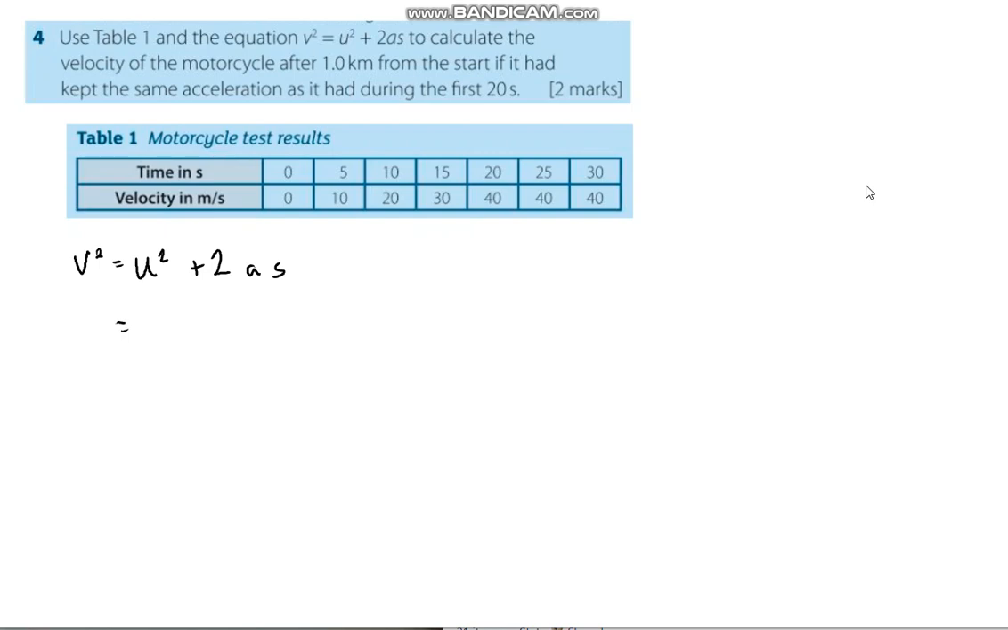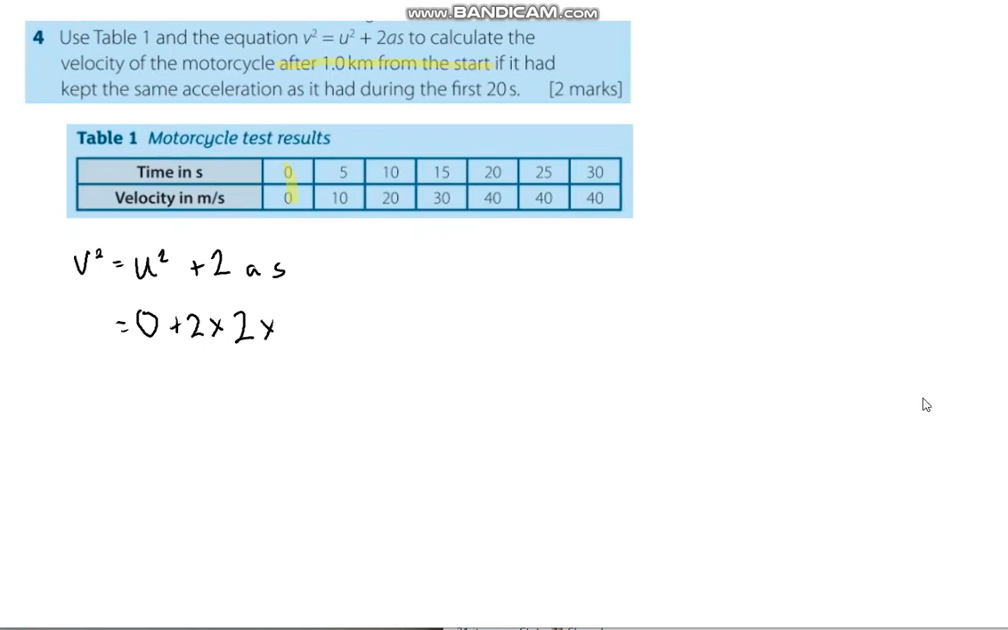So it's going to equal u squared, that's our initial velocity, and our initial velocity, you can see in the table, is 0. So initially, at time 0, velocity is 0. So 0 squared is just 0, plus 2 times the acceleration as it had during the first 20 seconds, which was 2 meters per second squared. That was our answer to 3b. And then multiplied again by the distance, and it says after 1 kilometer from the start.